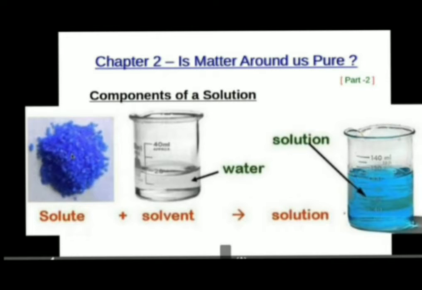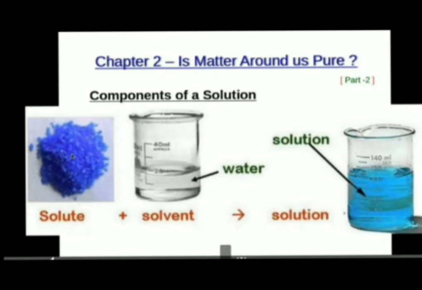Look at this picture. Here we take a blue powder and water for making a solution. Here the blue powder is solute and water is solvent. The component of a solution that dissolves the other component in it is called solvent. Here water is the solvent. In the case of solute, it is the component of the solution that is dissolved in the solvent. Here the blue color powder is solute.